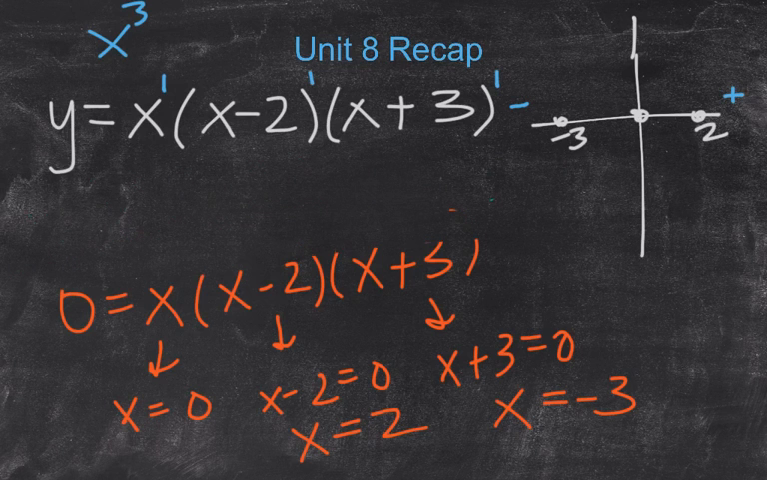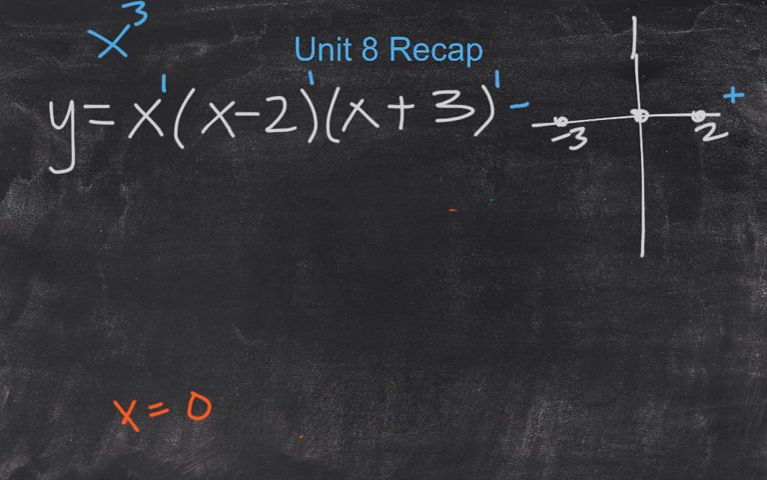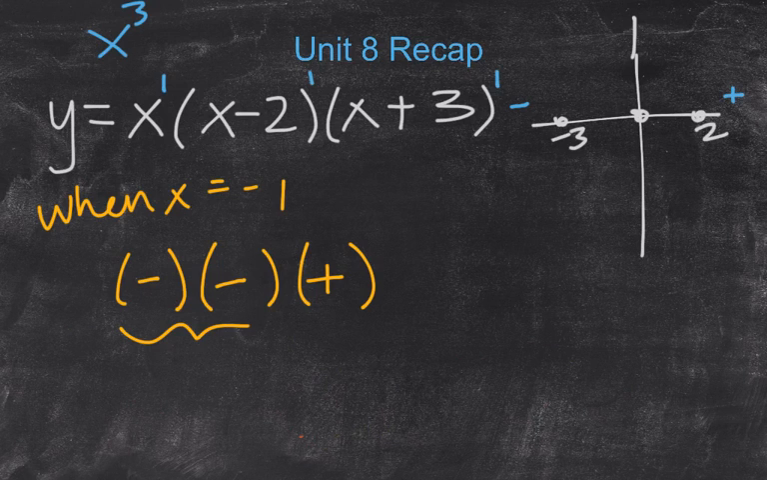And so I'll go in and I'll say, okay, well, let me check something in between -3 and 0. So I'll plug in -1. When I plug in -1, I'm going to get a negative number for that first factor, a negative number for that second factor, and a positive number for that third factor. I don't even care what the values are. I just know that a negative times a negative is a positive, and a positive times a positive is a positive. So I know that in this region, my outputs will be positive.